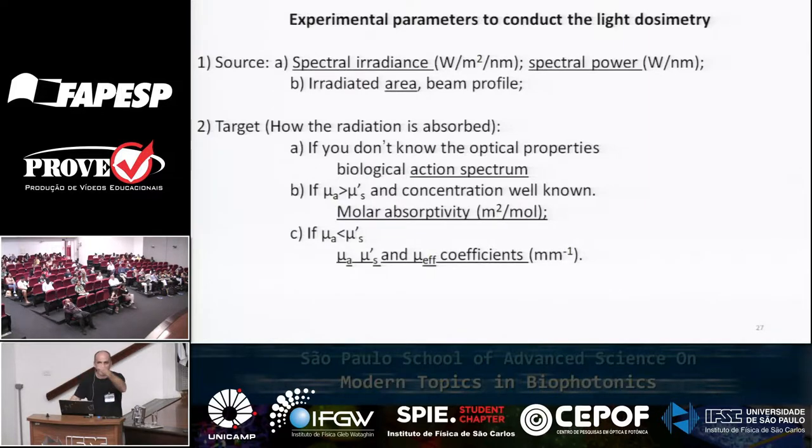And from the target, if you don't know anything about your sample, you can produce your action spectrum, and you can predict how different sources can produce different biological responses. If you know something about your sample, and your sample does not have high scattering, no turbidity, you can use molar absorptivity in your laboratory. If your sample is a biological tissue, you have high scattering. So you must measure the absorption coefficient, the scattering coefficient, and maybe calculate the effective attenuation coefficient.